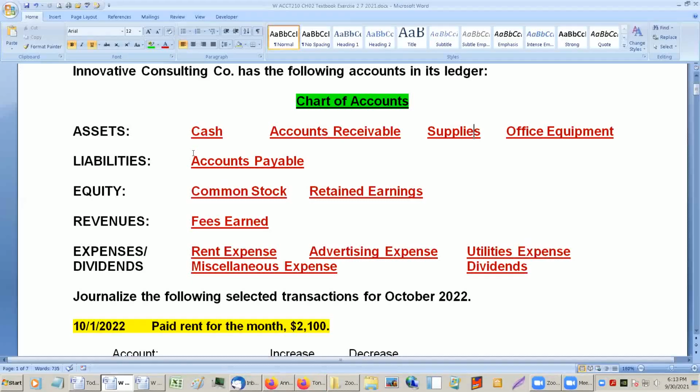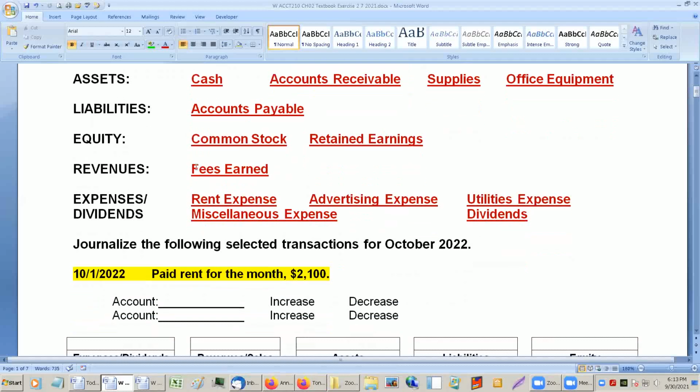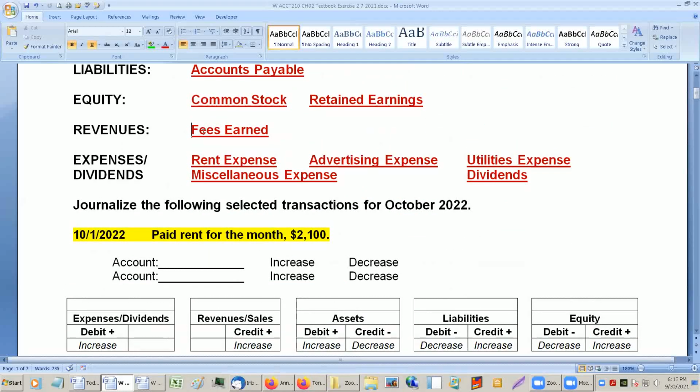So here are the asset accounts. Here are the liabilities, equity, and so on. This one's kind of wacky a little bit. Fees earned, that's what they call revenues.